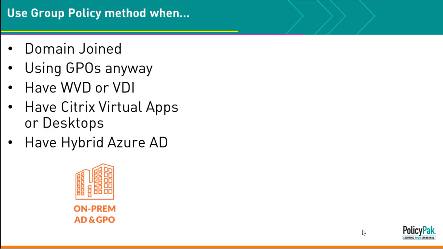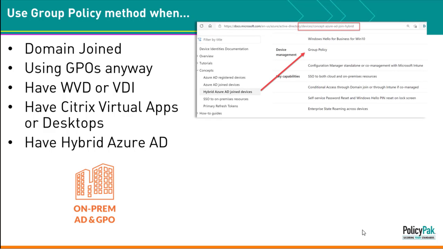Now, I want to make a special point about these because sometimes people are confused. They say, oh, I've got hybrid Azure AD join machines. Should I use GPOs? Should I not use GPOs? Well, let's just go right to Microsoft's documentation. Right here under hybrid Azure AD join devices, they just tell you that you should use group policy if you want to. You can also use Intune or SCCM if you want to as well. They come right out and say it. Group policy is A-OK for hybrid Azure AD join. So I just want to point that out here.